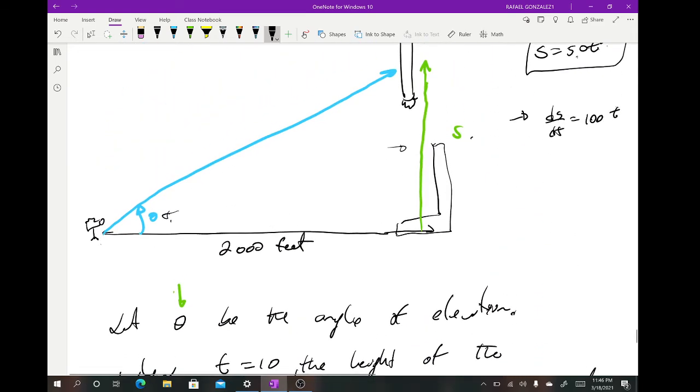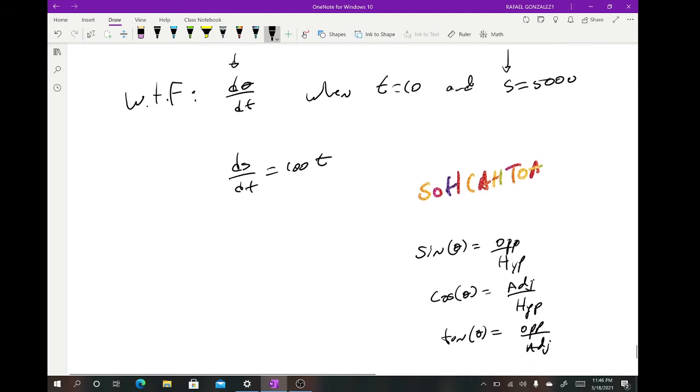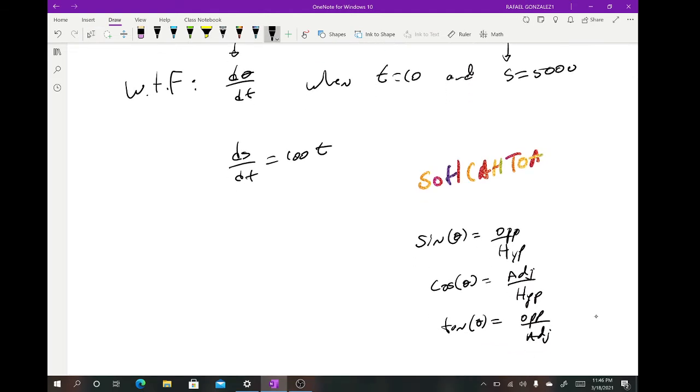Well, here, for this angle theta, I do have two pieces of information. I have S, which happens to be the side opposite, and I have 2,000 feet, which happens to be the side adjacent to the angle theta. I don't actually have the hypotenuse, but I do have the side opposite and the side adjacent. So that means that I'm working with tangent.